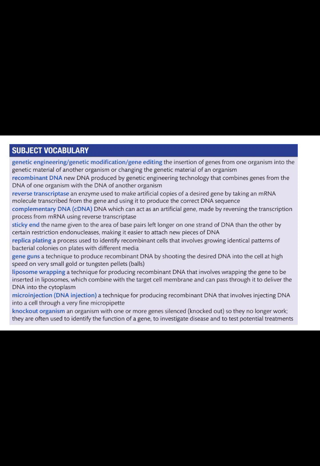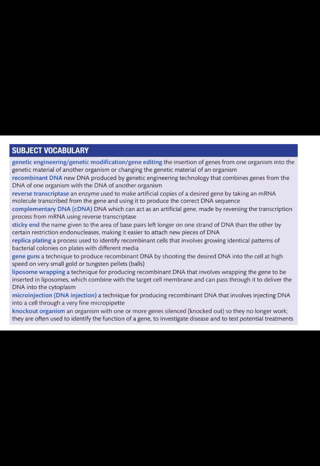Next thing would be the sticky end. The sticky end, what is it? Basically, they are the two irregular strands of the DNA. The name given to the area is a base pair. One side of the base pair is left longer, the other is left shorter, so that they could make bonding with the other DNA available. So that is helpful to add the new piece of DNA.